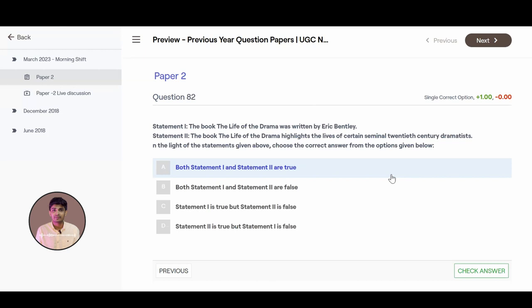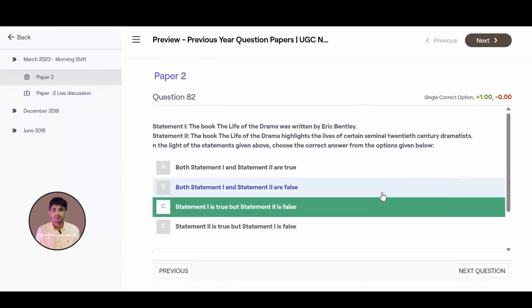Statements 1 and 2 are true. 1 and 2 are false. 1 is true but 2 is false. 2 is true but 1 is false. Any guesses? 82nd question. Anybody? Okay, you gave A and D for this question. Take a guess. Musina and Dishani and Ashok, Harida. Anybody? Okay, let's go with C.